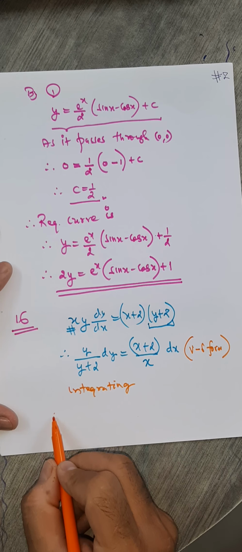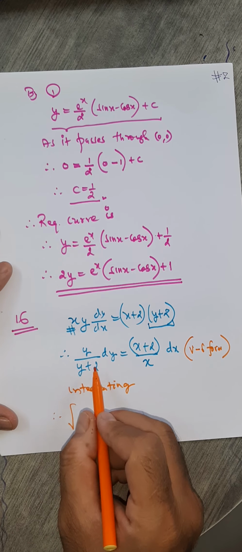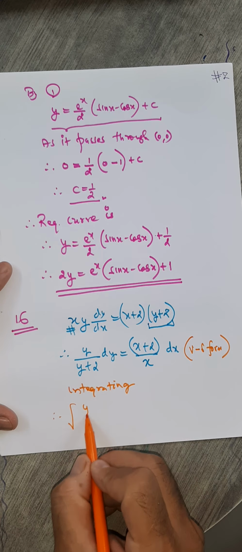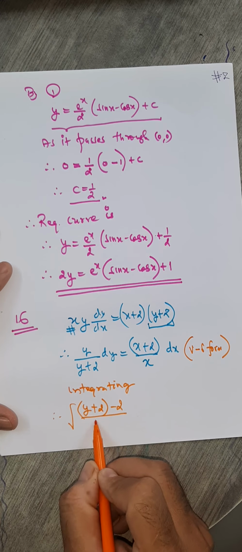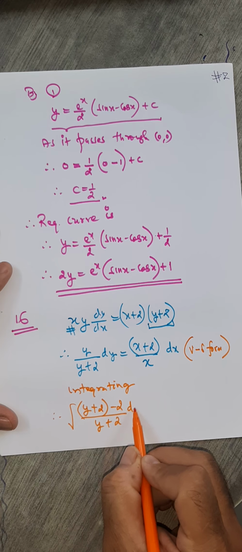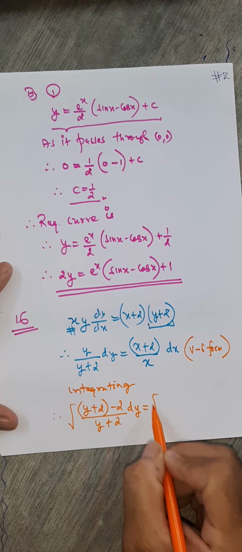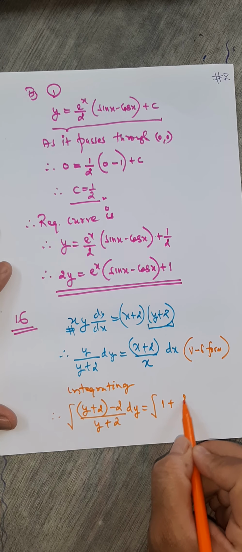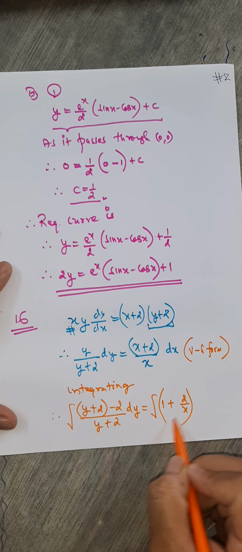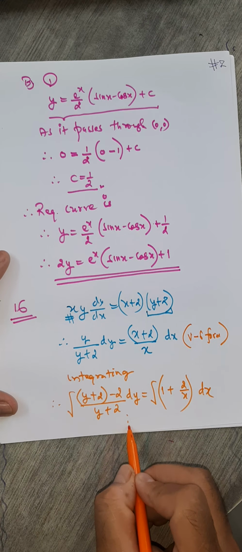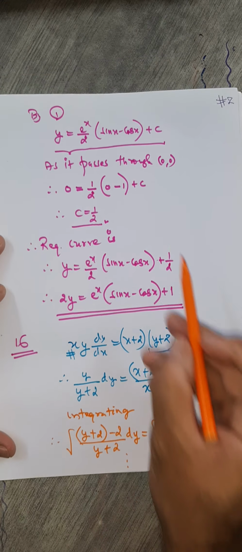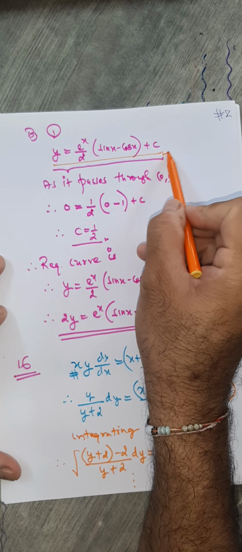Integrating. So integral of here, you know how to integrate this. We set this one over there. Y plus 2 minus 2, and do individual division. You know this. Equals to, here do individual division, 1 plus 2 by x. Right. So now you can do it further. Integrate it. You'll get the equation like this.